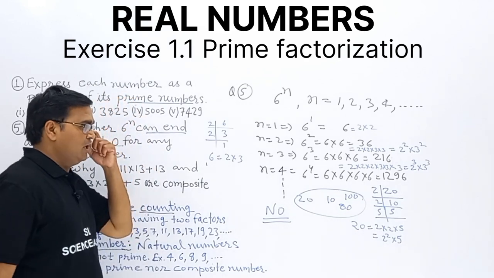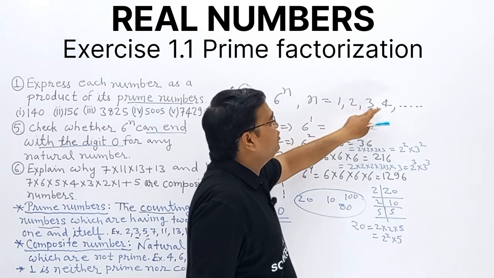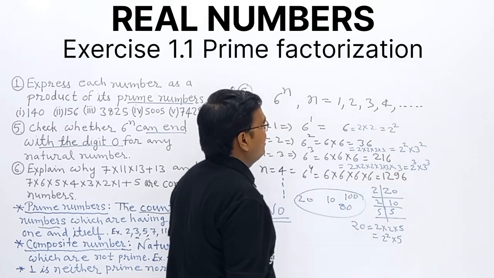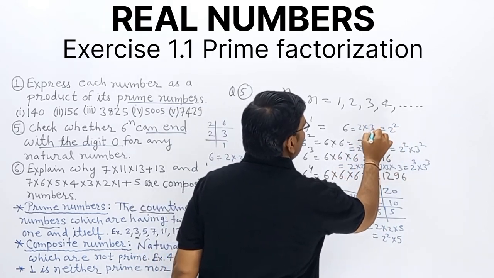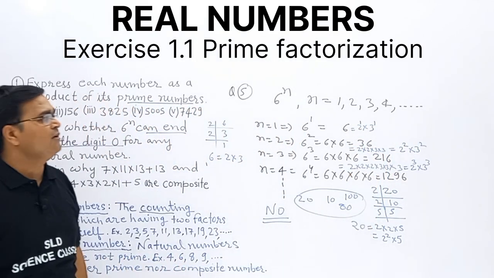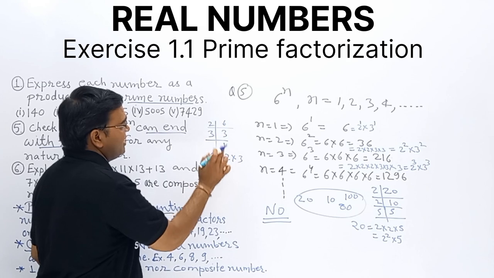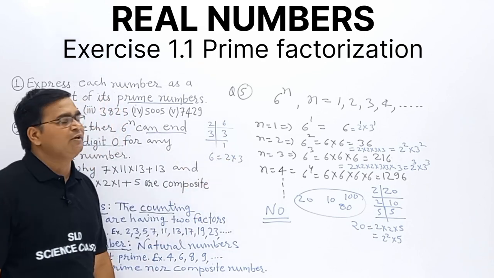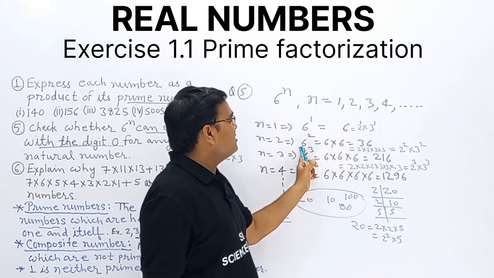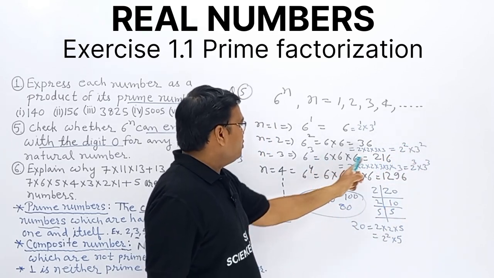So what is happening? For 6 power n, once we put values of natural numbers 1, 2, 3 and so on, we are getting factors of 2 and 3. For 6 power 1, 6 has the factors 2 into 3. For 6 power 2, 36 has 2 power 2 into 3 power 2, and then 216.